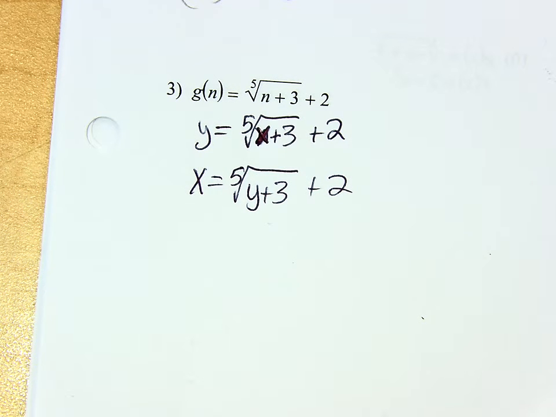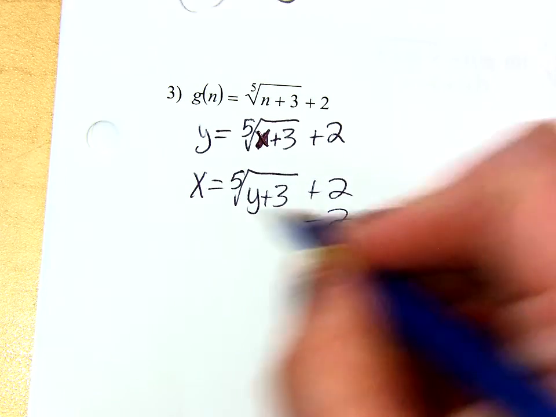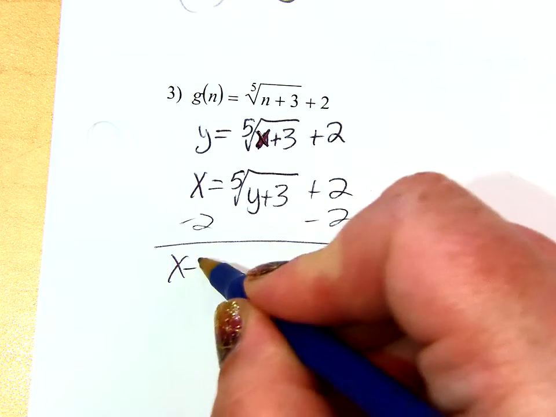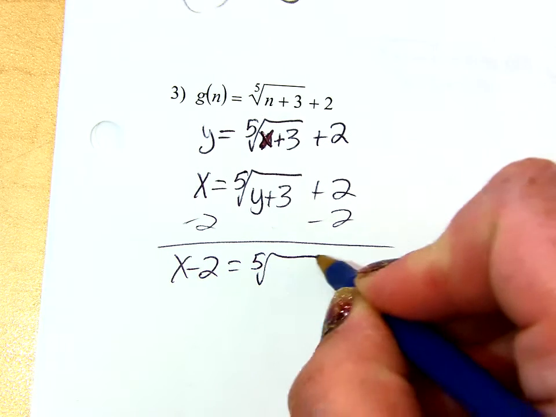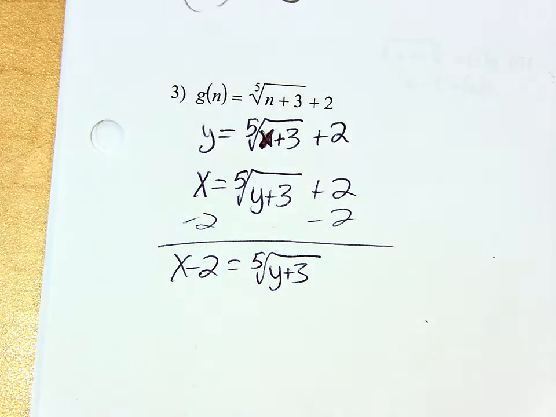Well, if I want to get y by itself, what are you going to do? Yep, let's start by minusing the 2. Wait, so when you switch the x and y, you don't have to make one negative or anything? No, I literally just switch those two letters.